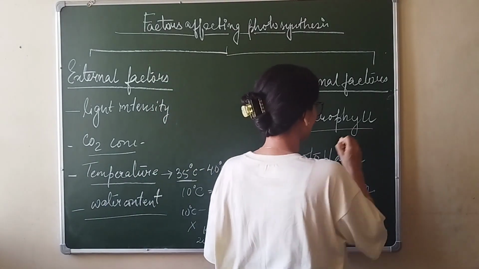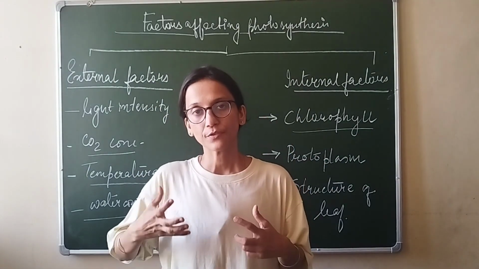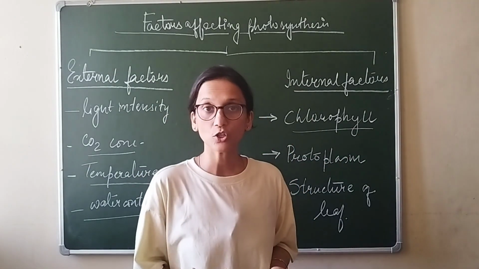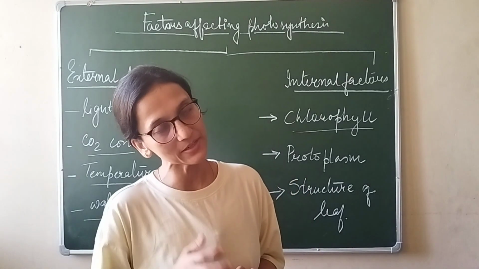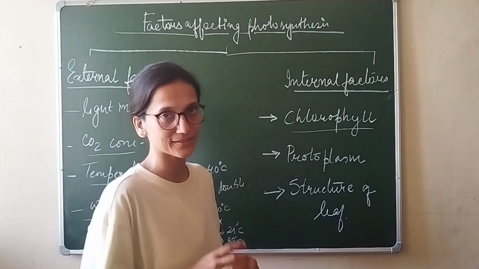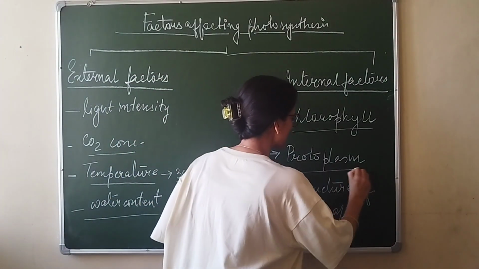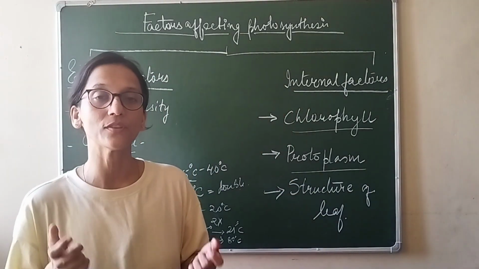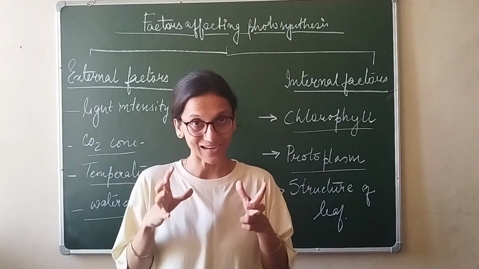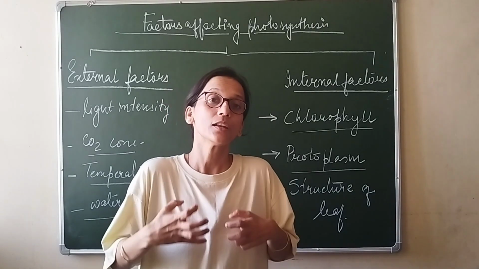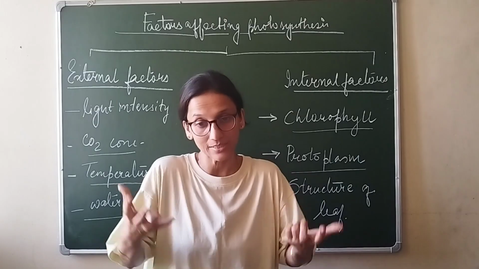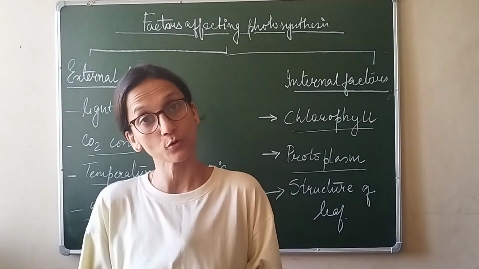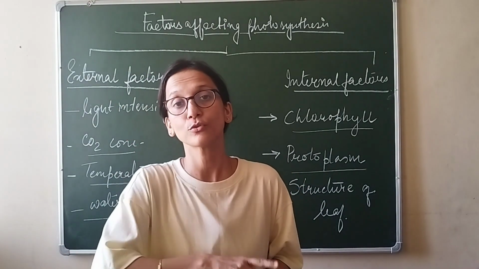Number one, chlorophyll. Definitely, so if there is any nutritional deficiency in the plant, if there is deficiency of magnesium that leads to lesser production of chlorophyll pigment, then it will definitely impact the rate of photosynthesis. Then is the protoplasm. With protoplasm, we have to ensure that the protoplasm is hydrated, and if there is already enough sugar produced by the process of photosynthesis and is accumulated in the protoplasm, that will also reduce the rate of photosynthesis.